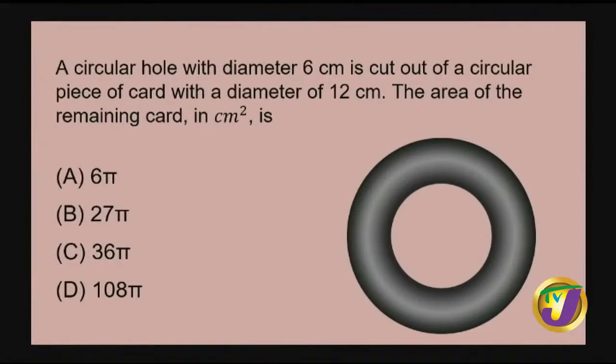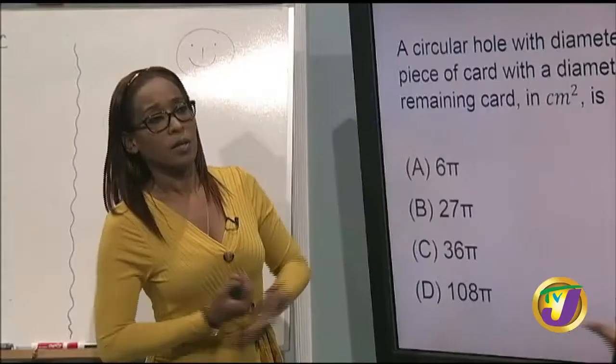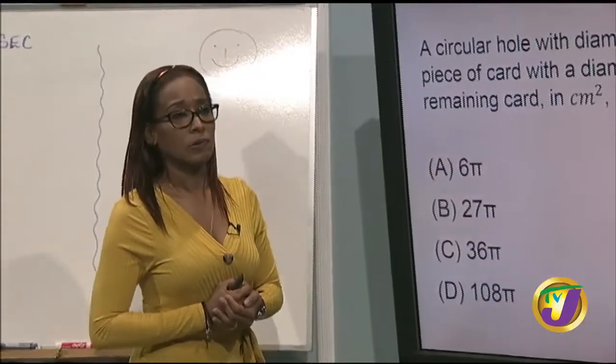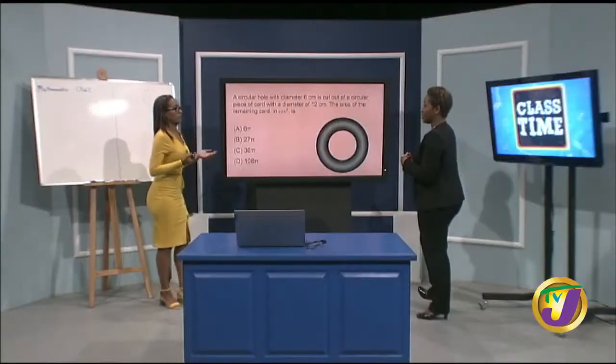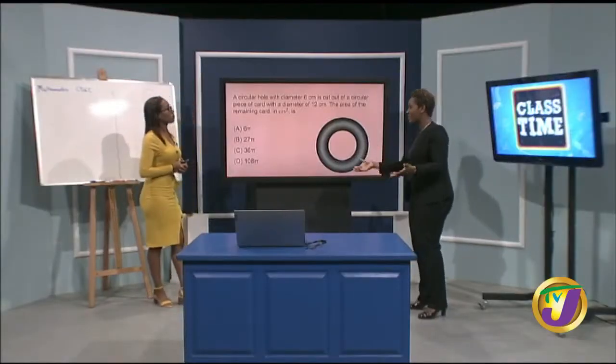So we're talking about the area of the remaining card. Right away, you need to know what the area of a circle looks like. How do we calculate the area of a circle? We know it's pi r squared. But when we look at our question, we realize that we don't see r, which is radius. We have a diameter in our question. So we should know the relationship between a diameter and its radius. 2 radii gives you 1 diameter, or we can say the radius is half the length of the diameter.